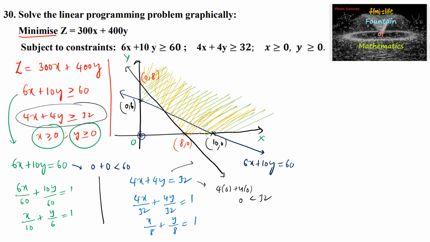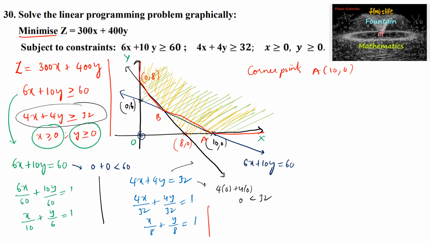So we can just conclude the feasible region will be unbounded, and the corner points are, say, A is 10 comma 0, and B we need to find by solving the two equations.